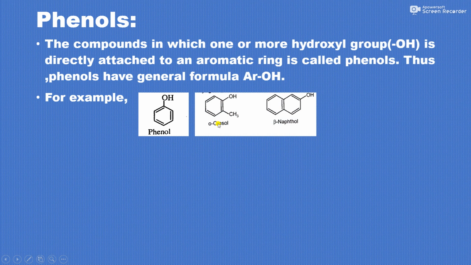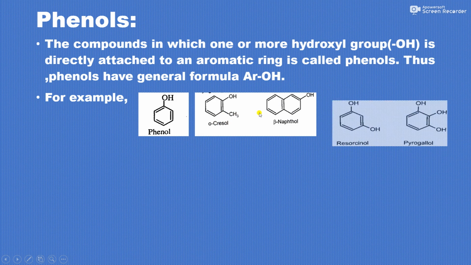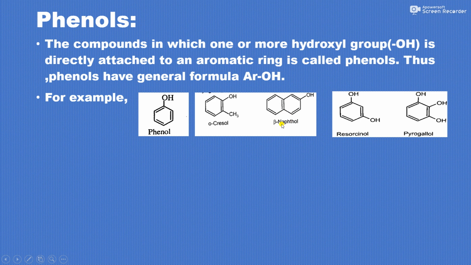So this is another example of phenols. It is known as orthocresol. Then the next one is beta-naphthol. In beta-naphthol there are two aromatic rings having a hydroxyl group at the beta carbon. This is resorcinol, benzene having two hydroxyl groups at meta position with respect to each other.